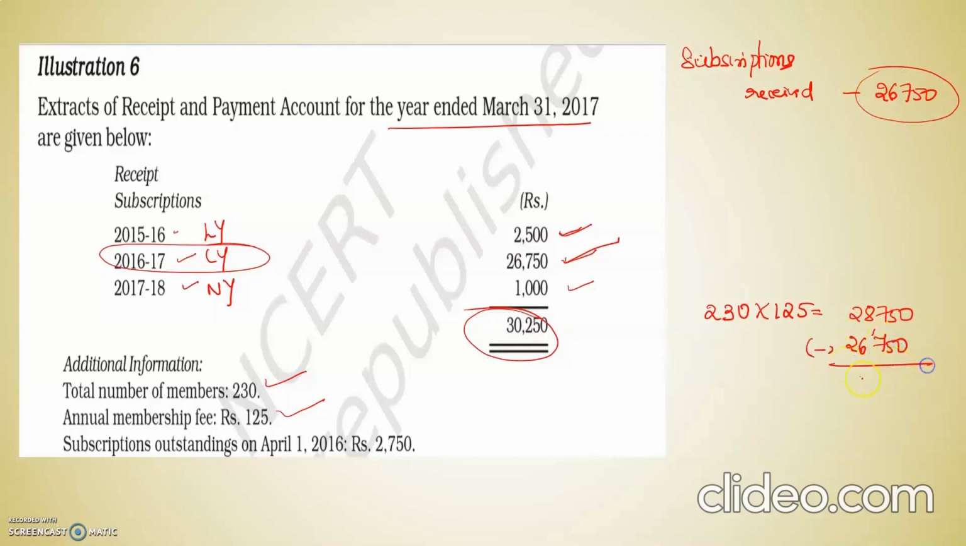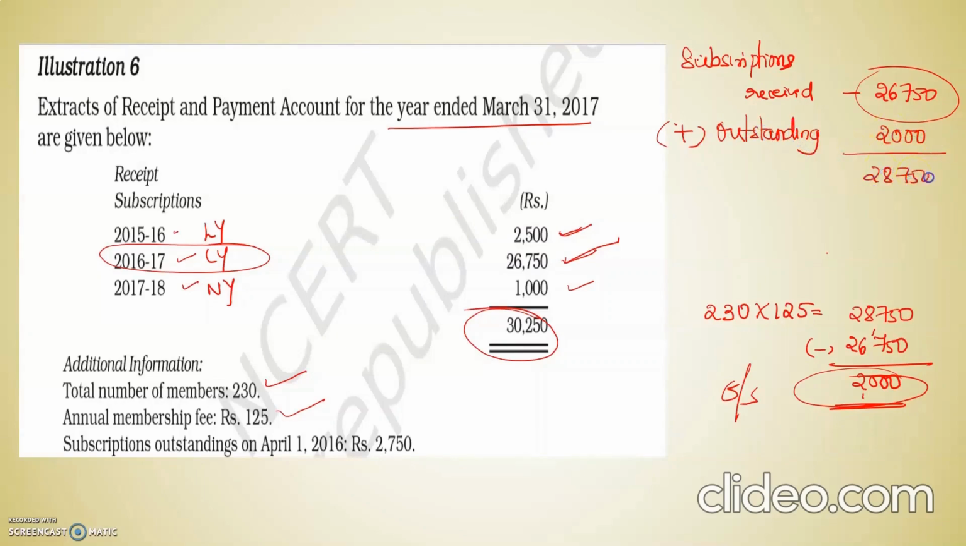26,750 we received. Still there is an outstanding of 2,000 that belongs to the current year. Hidden information. This is outstanding for the current year. We have to add it. $2,000. Total 28,750 will be shown in the income and expenditure account. So in this example, there was hidden information.